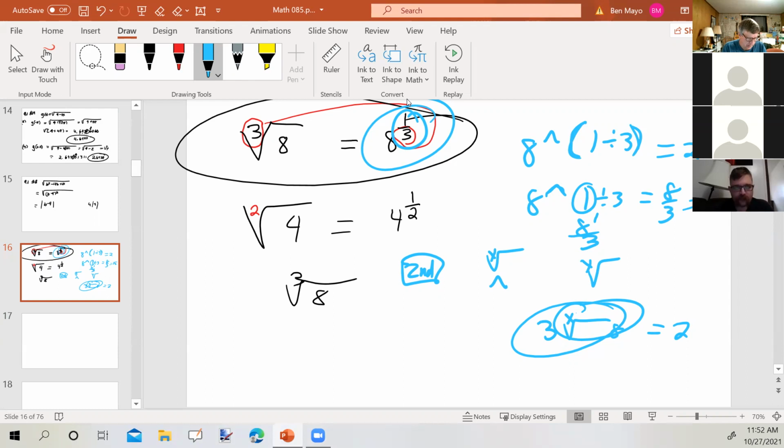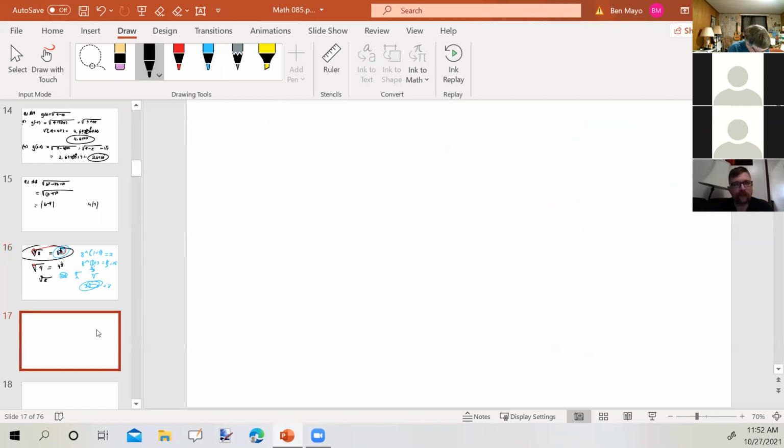Okay. Now, so this whole idea, x to the 1 over n power equals the nth root of x. And again, n has to be a positive integer greater than 1 because your index has to be 2, 3, 4, 5, 6, etc.